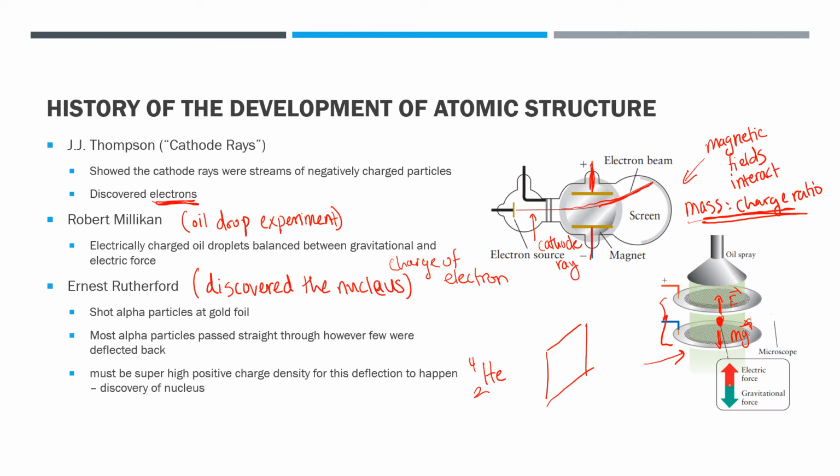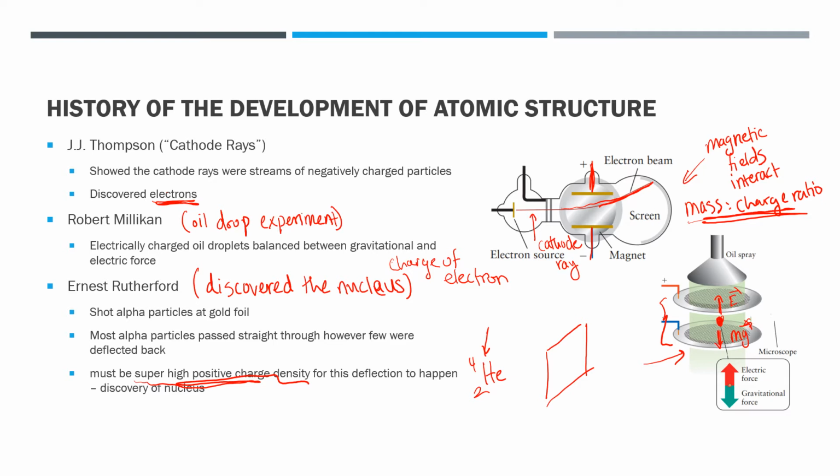So what does this mean? This means that there must have been a super high positive charge density for this deflection to happen, right? This is a nucleus, so it's protons and neutrons. And only if the alpha particle hit some super high positive charge density, such that the electric force was so strong that it repelled it and it was deflected. That's the only way that an alpha particle could be deflected back.